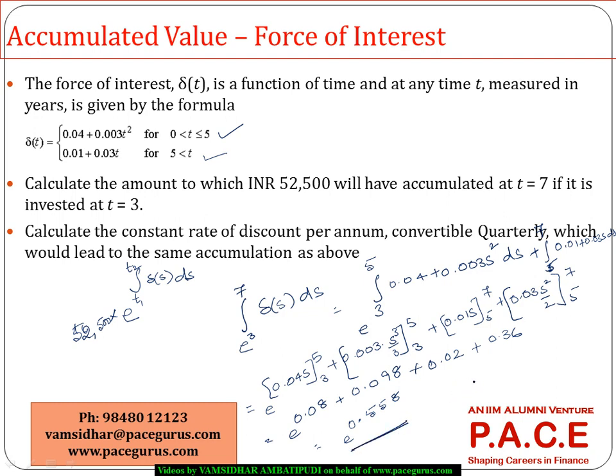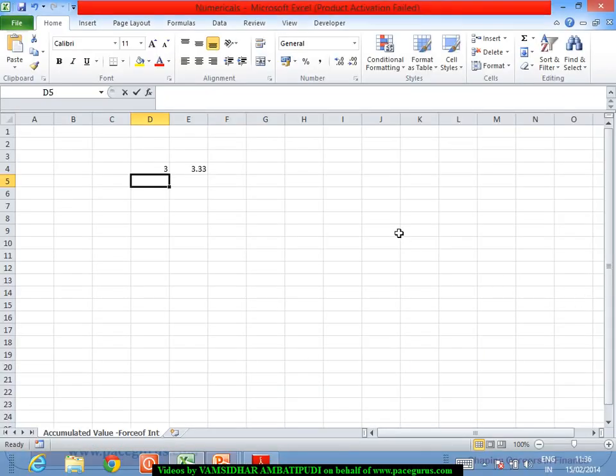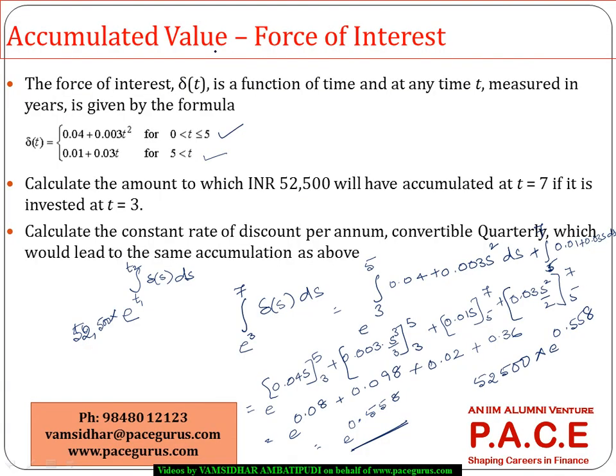So the accumulated value for me is 52,500 into e power 0.558. This is your accumulated value. So it is going to come out to 91,726.